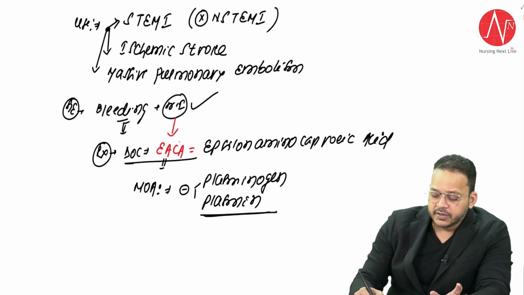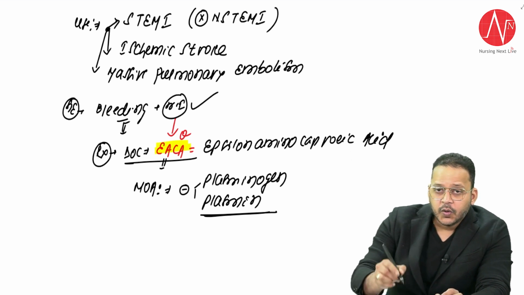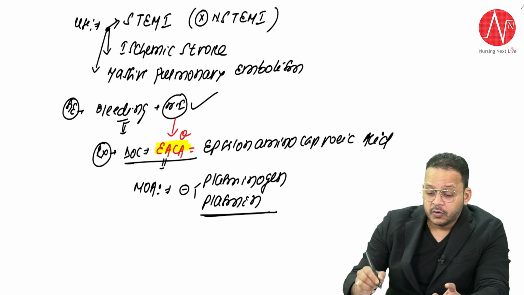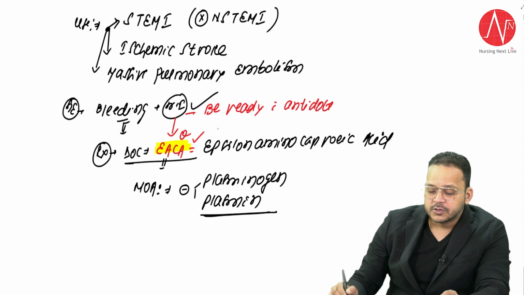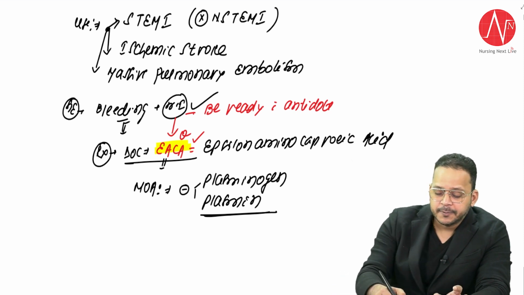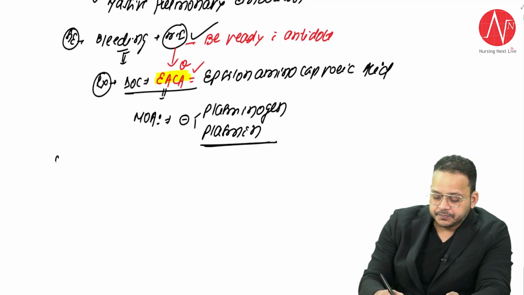And remember, it is again an important nursing implication because whenever you are giving thrombolysis, be ready with the antidote of thrombolytics, which happens to be epsilon aminocaproic acid. Right? Contraindication. Contraindication, remember, is very important.